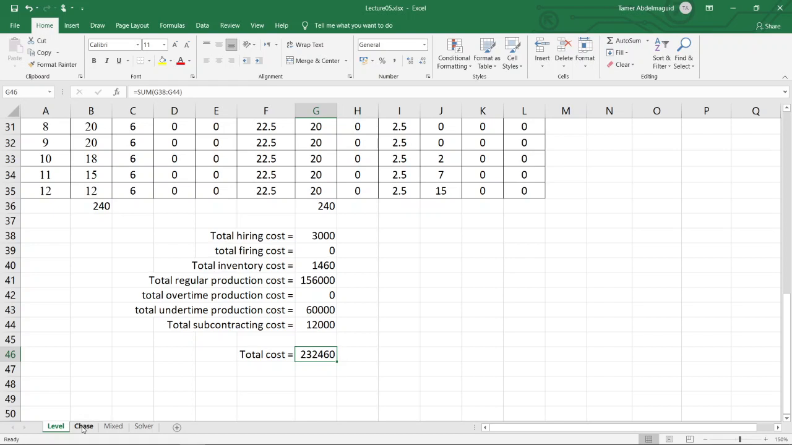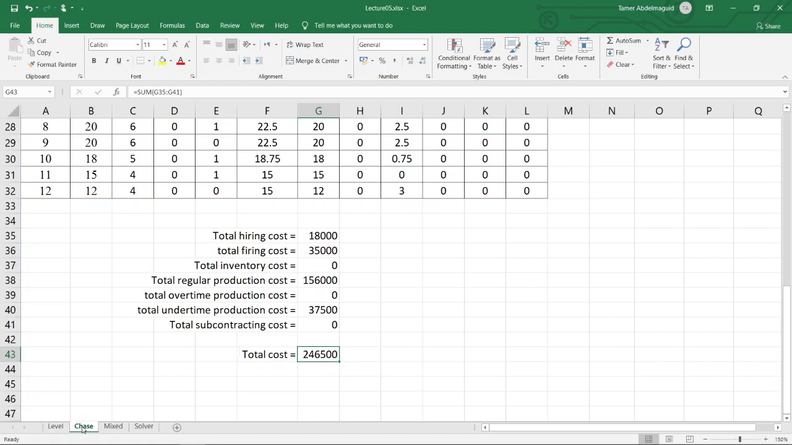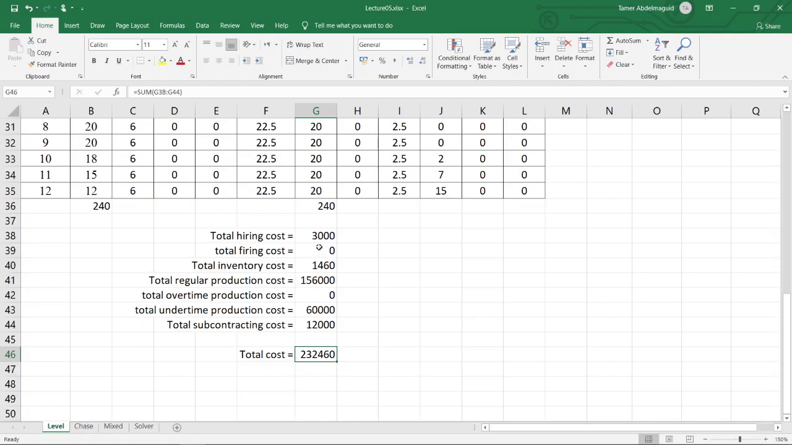So as you can see here, if you compare these two different strategies, you can get a sense of how they actually work. The level strategy works on minimizing the total costs of hiring and firing, while on the other hand, you have to keep something in inventory to fulfill the required demand in the periods in which the demand is higher than the available production capacity.